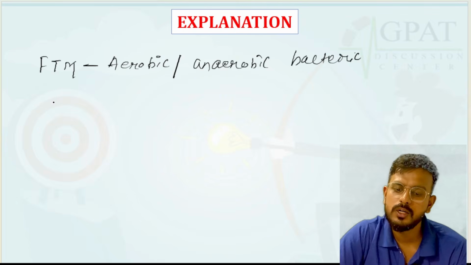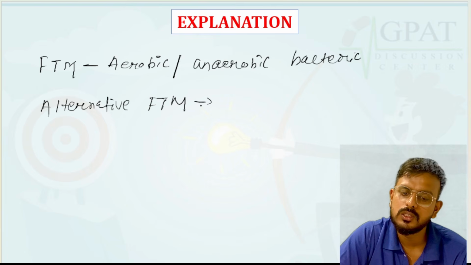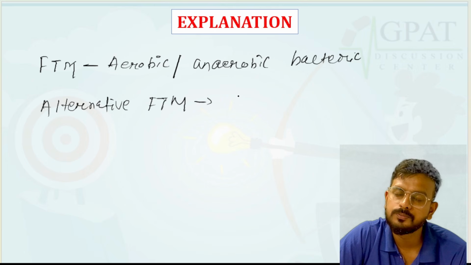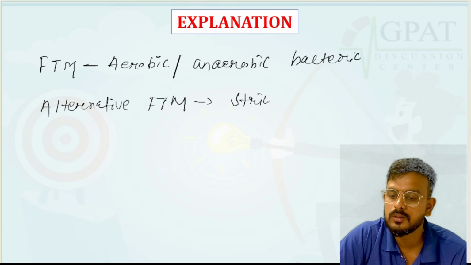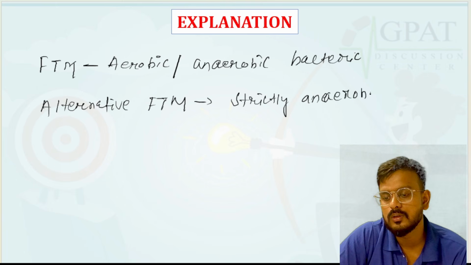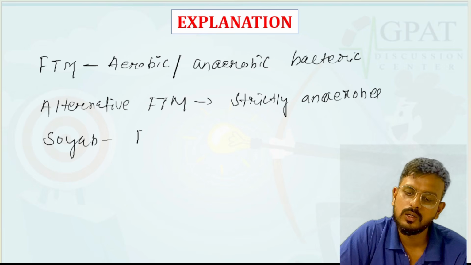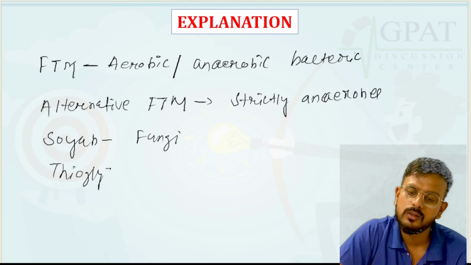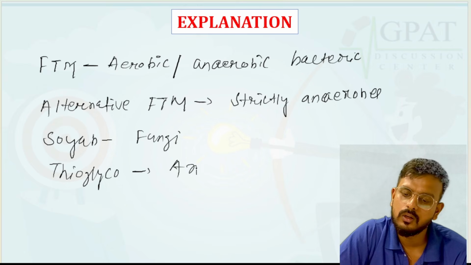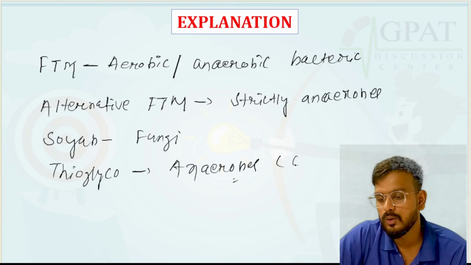Next is the alternative fluid thioglycolate medium. This is used for strictly anaerobes. Third one, soybean casein. Soybean casein is used for fungi. And the last one is thioglycolate. Thioglycolate is used for anaerobes, like your Clostridium.